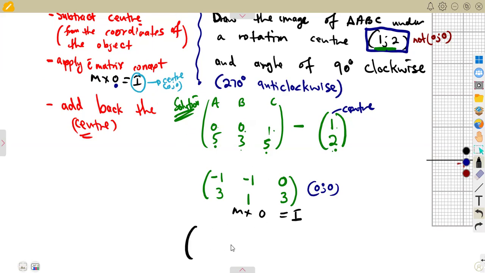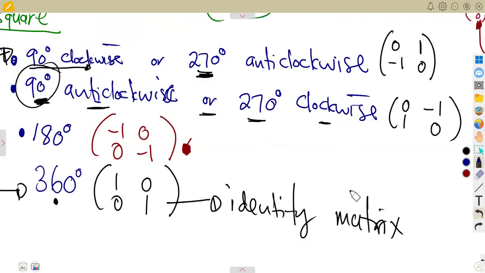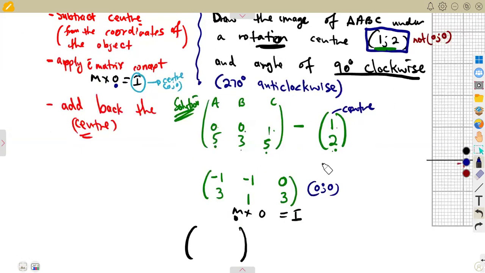So the question now is, what is the matrix for a rotation? Remember, it's a rotation 90 degrees clockwise. What is the matrix? We talked about this. These are our matrices. Rotation 90 degrees clockwise: 0, minus 1, 1, 0. Remember your matrices. This is the matrix now for a rotation 90 degrees clockwise, which is the same as 270 degrees anticlockwise, times the object. The object is now the one at 0, 0.